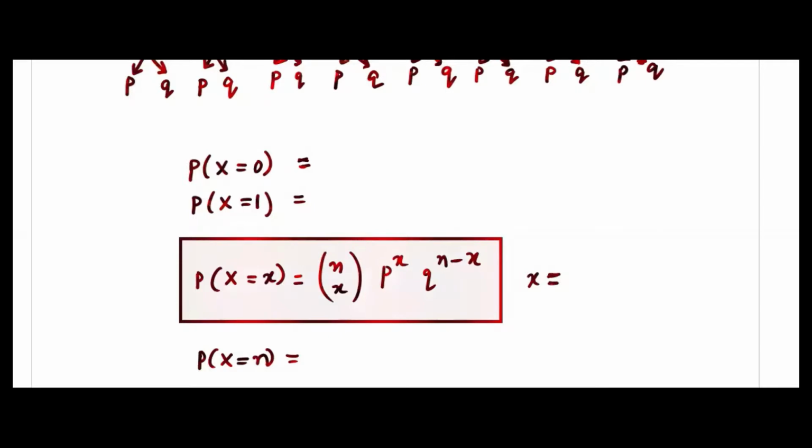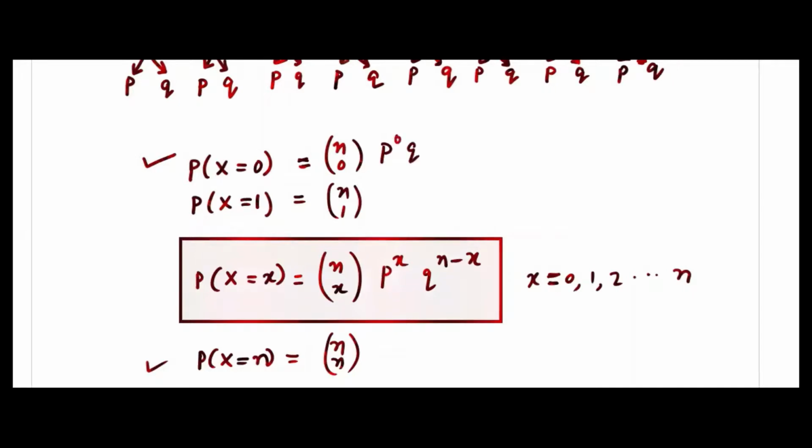X values, range of x starting from 0, 1, 2 up to n. See, I started from 0, I ended at n. So if you put x = 0, nC0, you have to write this way, nC0, then you can write nC1, here you can write nCn. Okay, then P(x), x is 0 here, p^0 q^(n-0), here p^1 q^(n-1). That way you can write p^n q^(n-n), q power 0 will be 1.